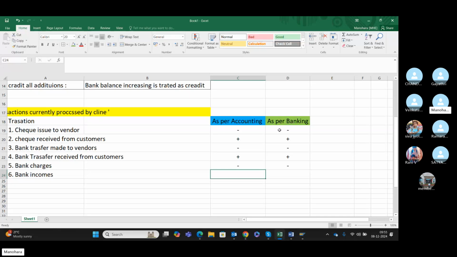Okay, bank incomes. If there is any interest received from the bank, interest received means your bank balance is going to increase, right? So that is plus. And here also the same, it will also increase your bank balance, right? If you received any income from the bank or anywhere, income means you will receive a plus balance. Is it understood, right? Is there any confusion? Is everybody clear?